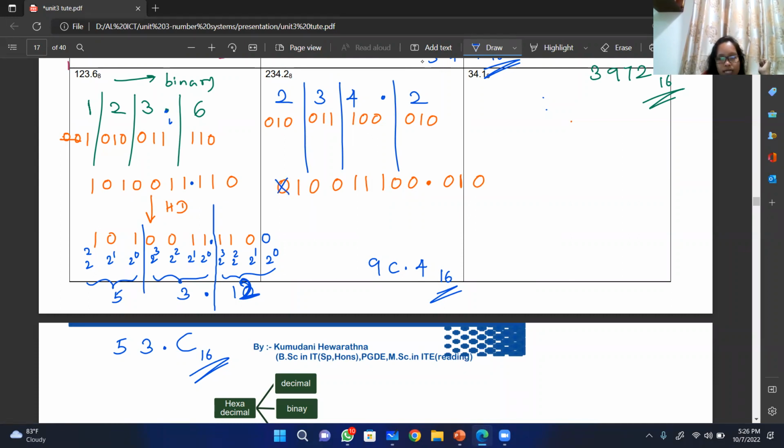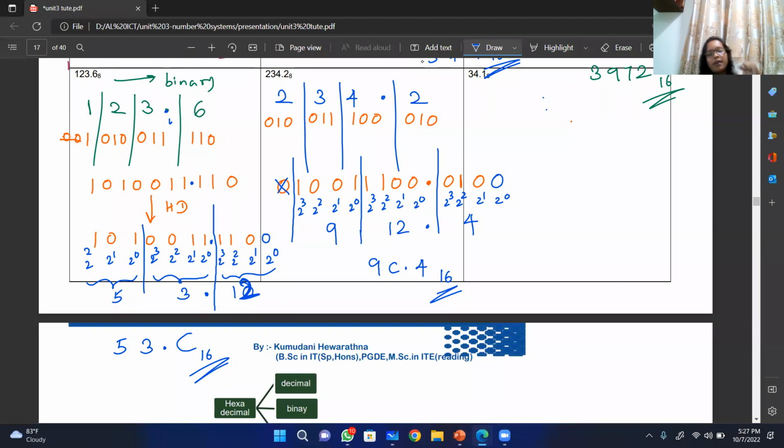Now again from the decimal point just divide it like this, add a 0 to the end, and make clusters like 1 2 3 4 here. Then 0 1 2 3, 0 1 2 3, 1 2 3. What comes here is 8 and 1, which is 9. Yes, 9. What comes here is 8 and 4, which is 12, that is C, point here 4. Yes. 9 12.4 means 9C.4.